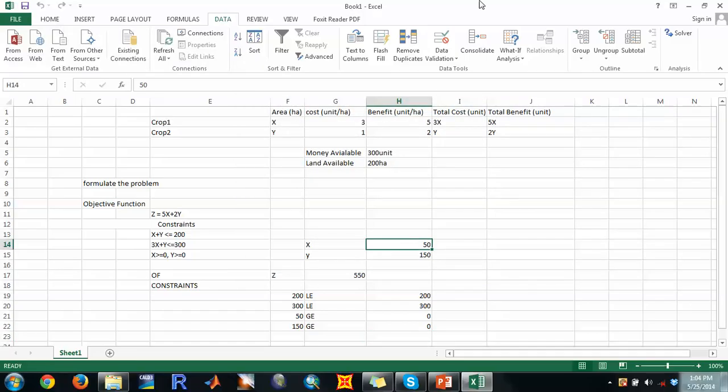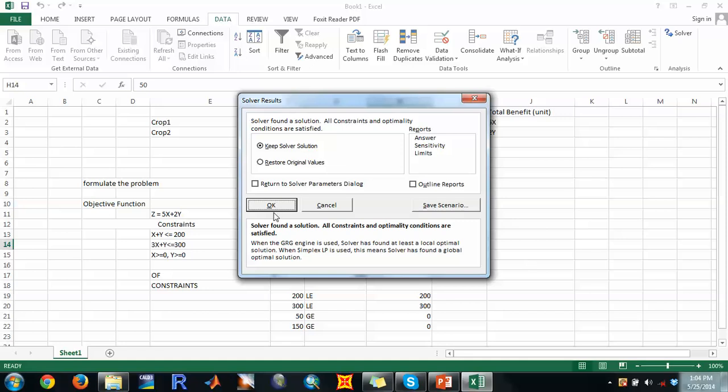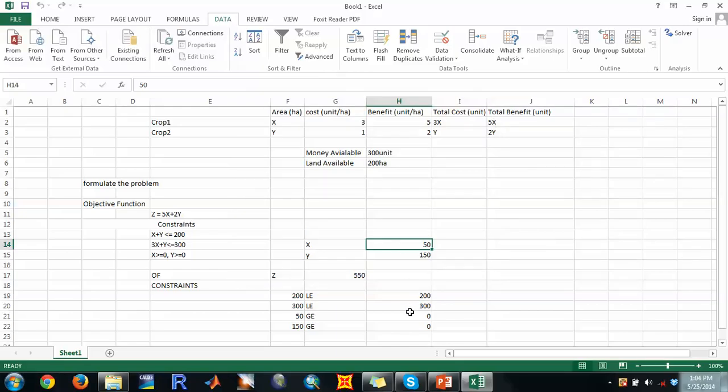If you have to iterate again, go to Solver, and the same constraints are there, and you solve. Then you can have your outline reports and see the scenarios. This is what you get: x is equal to 50 and y is equal to 150, which means these are the optimal values where the objective function is maximized to 550 units, and all the criteria have been met. So this is how we do optimization in Excel.